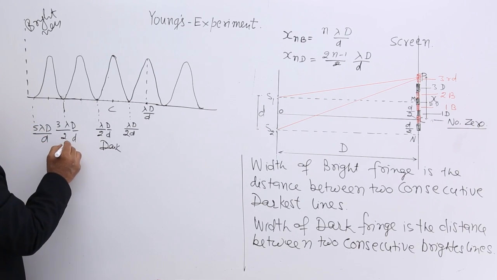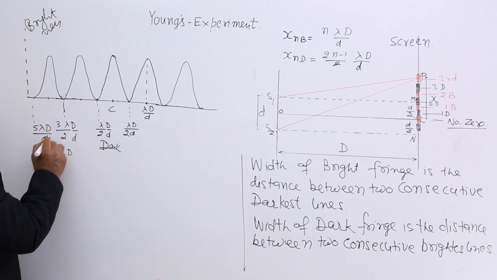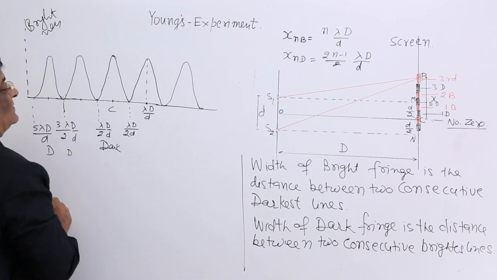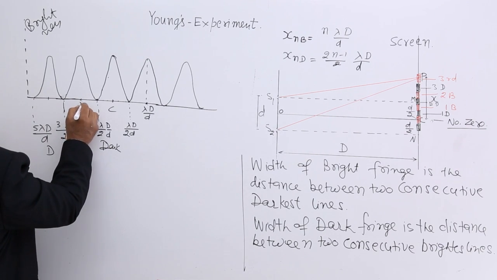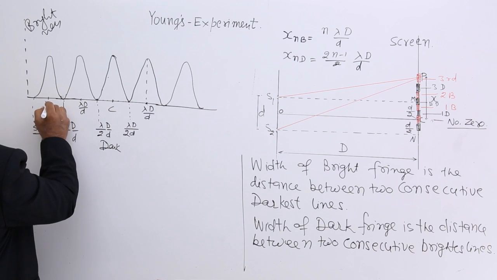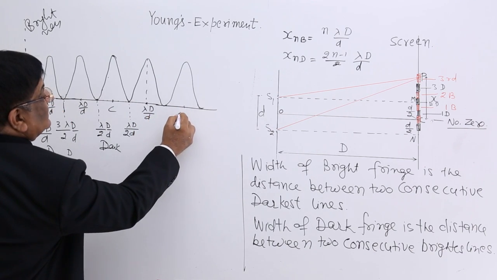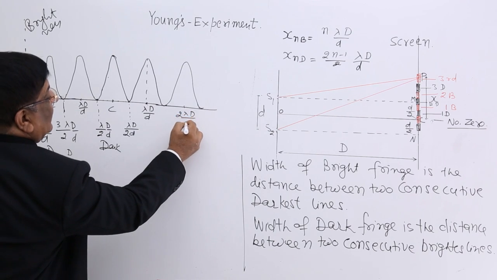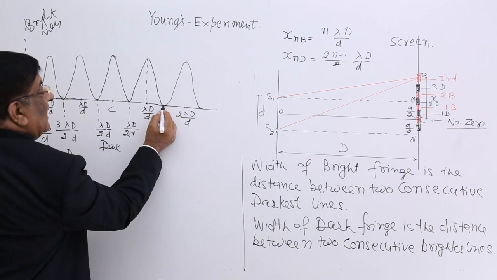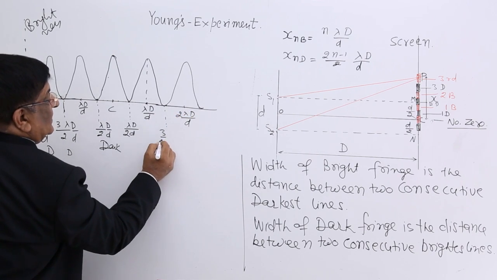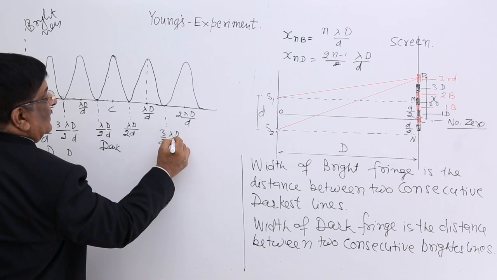So this is dark, this is dark, this is dark, this is bright. How much is this? Lambda D by d. This is bright 1, this is 2 lambda D by d, this is bright 2, and this is 3 by 2 lambda D by d.